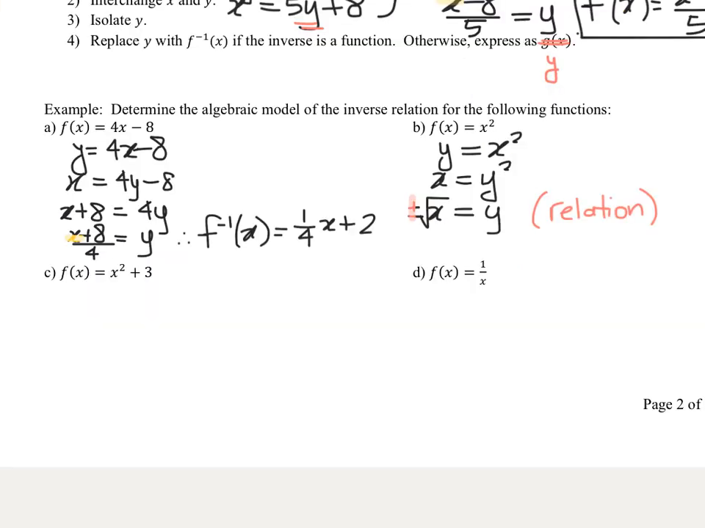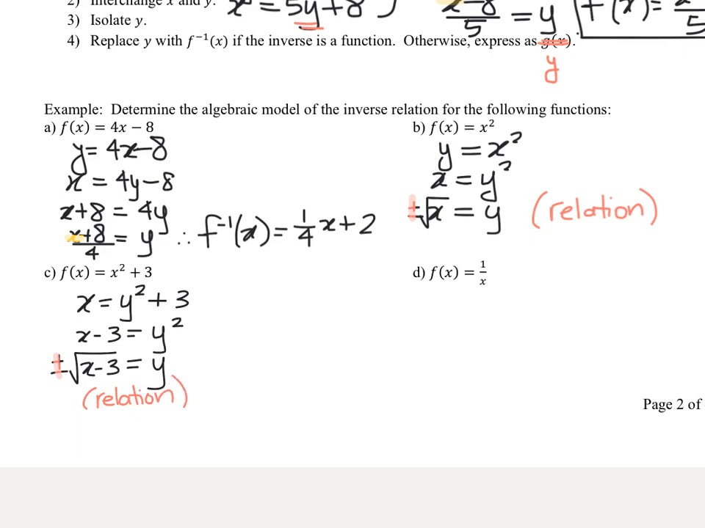Let's finish off our last couple of examples. So we have x is equal to y squared plus 3. So now we're going to isolate for the y squared, and then we're going to end up taking the plus minus square root of x minus 3. And again, as soon as you see that we have this plus minus, that means that we have just a relation, not a function. So we're not going to replace y with f inverse. We're just going to leave this as is.